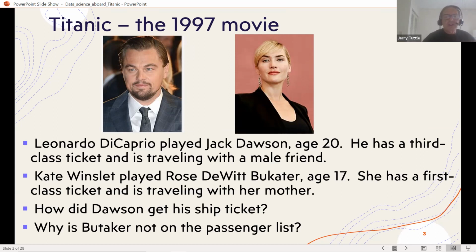So as I looked at this data set, one of the first things I wondered is what did the data say, particularly about the Leonardo DiCaprio character? But they're both fictional characters.